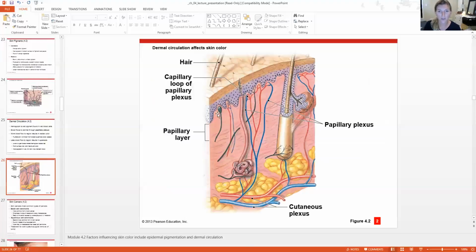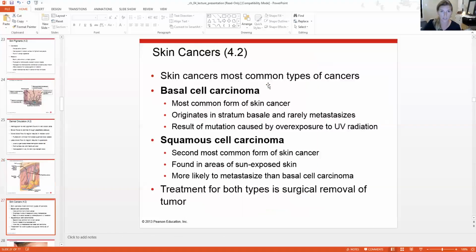So here's the overall picture of some of these structures that I'm talking about. The papillary plexus with the blood vessels going through the dermis. And again, that's how blood flow is regulated to our skin.